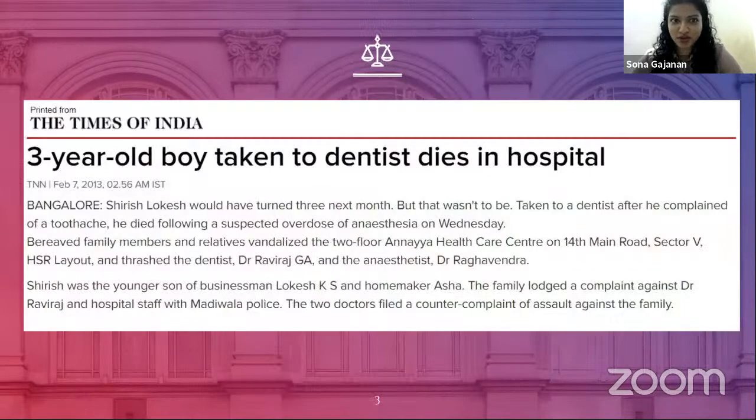This is an important topic because back when I was doing my BDS in 2013, this was a headline in the Times of India. I'm not sure if some of you remember it. A 3-year-old boy was taken to a dentist to do a root canal treatment, and later on he died in the hospital. This became a hot topic of discussion back when I was doing BDS. Hopefully this chapter will help you to prevent a circumstance like this.